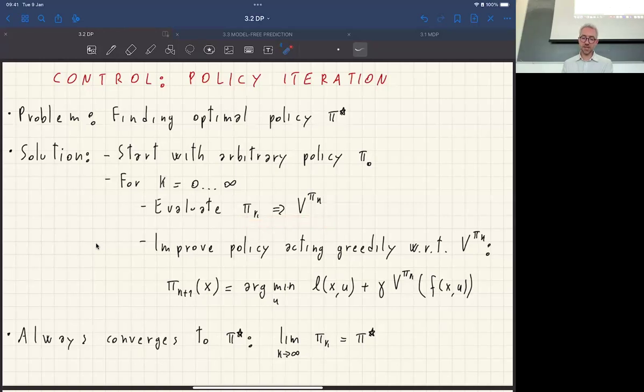So what happens is that basically the policy is always going to improve, except when we reach the optimal policy. At that point, it stays stationary. Because of course, you can no longer improve once you're at the optimal policy. So at that point, you're going to stay the same.